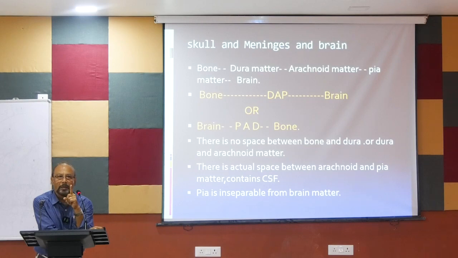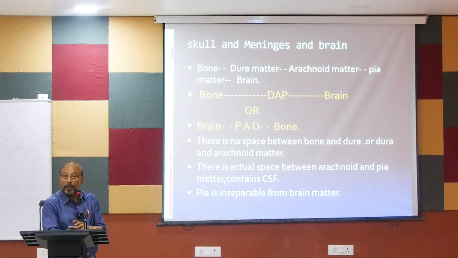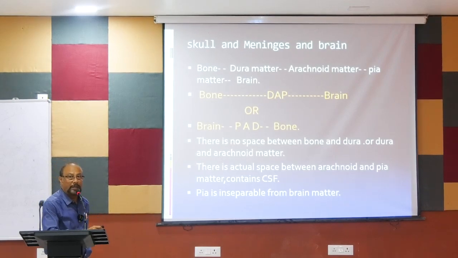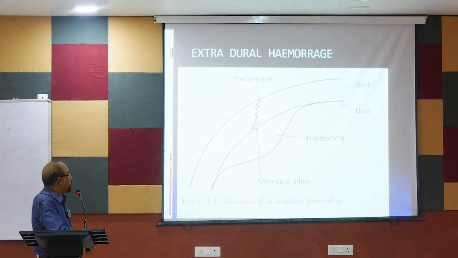The pia cannot be separated from the brain. So all these blood vessels, the pia is very important, cannot be separated. That's why it is very important to know these things.